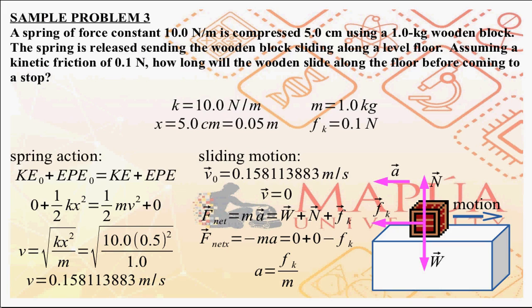Initially, as far as the spring is concerned, we compress the spring, initial speed 0, then we release the spring, final speed v. Kinetic energy initial is 0, final kinetic energy is 1/2 mv squared. We compress the spring initially. It is compressed by 5 centimeters. So we have initial potential energy 1/2 kx squared.